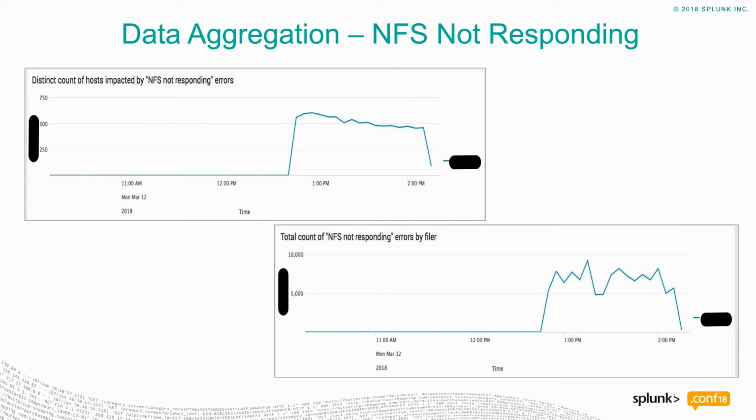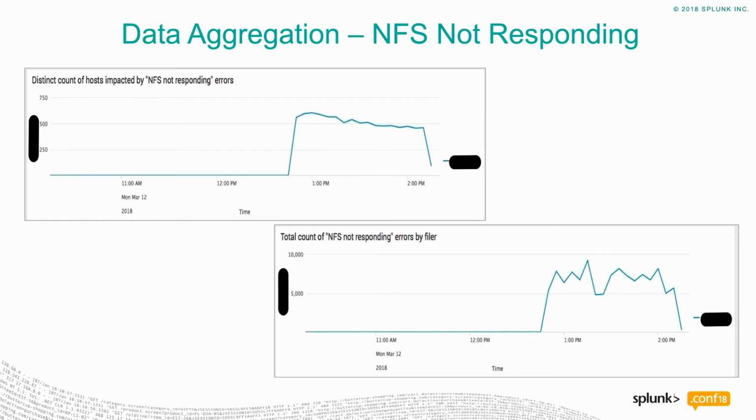Here's the very same data, but just in a basic time chart format. So the graph on the top, and it's a little hard to see, so I'll just kind of walk you through it. The y-axis is just the number of unique hosts that are logging NFS not responding, and the x-axis is time. So you could see around 12:30 p.m., suddenly we got 600 hosts all logging the same message. So good clue there's something going on with that file server.